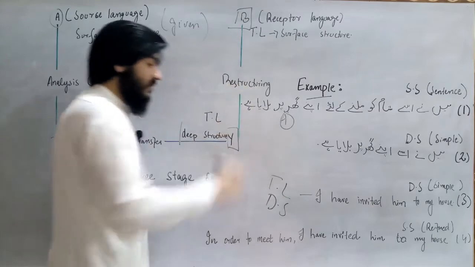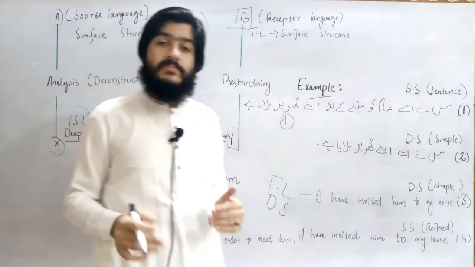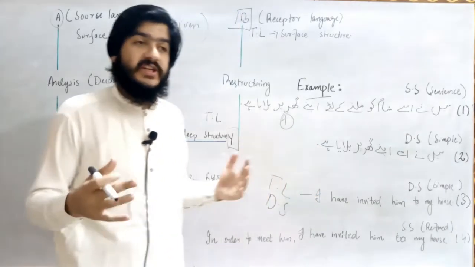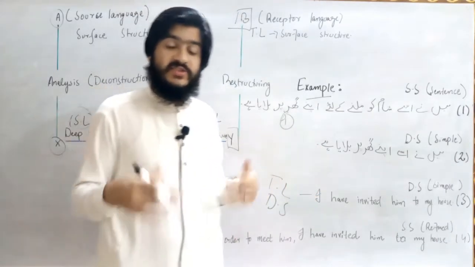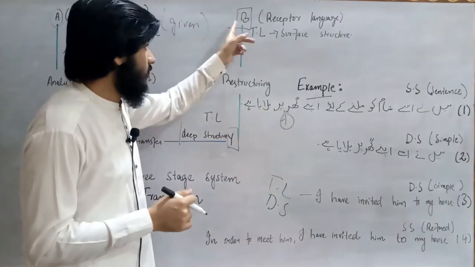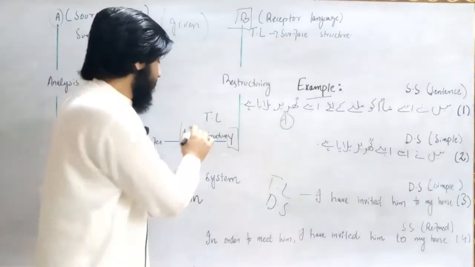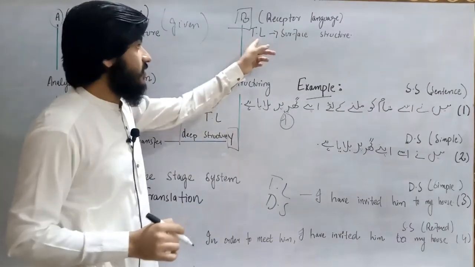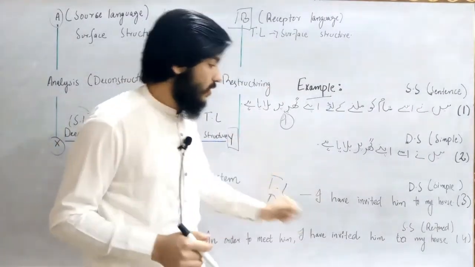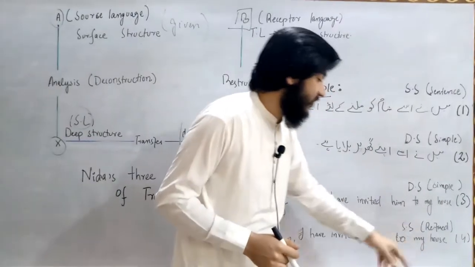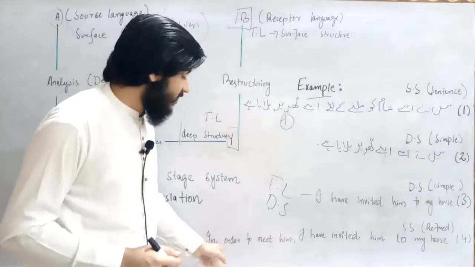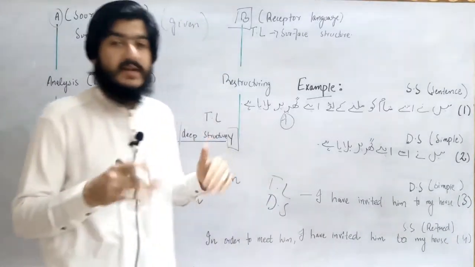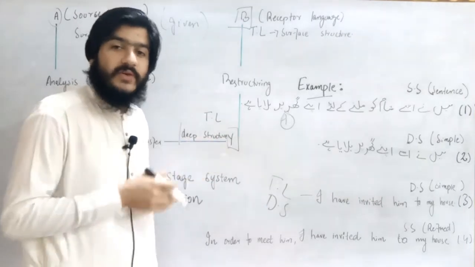Now I am going to make my statement refined so that everybody can enjoy reading it. I have to translate this target language deep structure into the target language surface structure. So this is the refined surface structure of the target language: In order to meet him, I have invited him to my house. This is a refined kind of statement which I have translated.